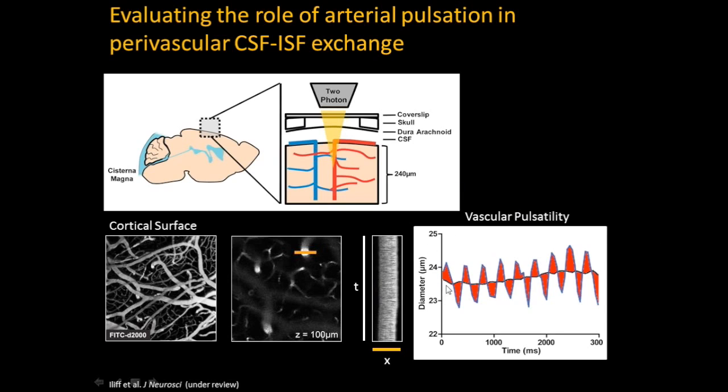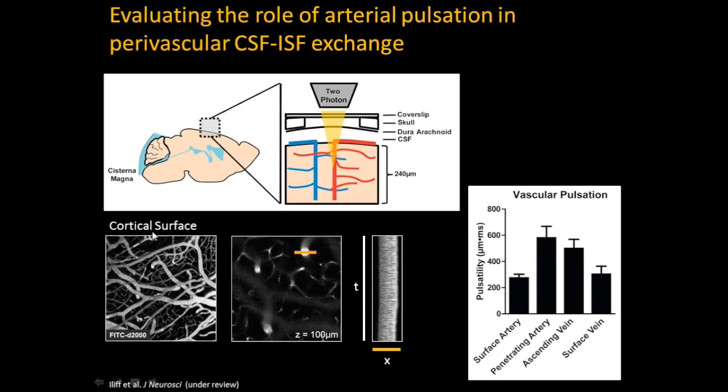When we think of pulsatility, we assume that whatever is the nature of this deflection, as the vessel gets larger and smaller in diameter, the larger that deflection, and the larger the change between dilated versus constricted state with the cardiac cycle, that is going to have an influence on how fluid is moving along it. When we measure pulsatility along the vascular tree, along surface arteries, penetrating arteries, ascending veins, and surface veins, we see fairly substantial differences between the different pieces of the vasculature. The surface arteries actually appear to have less pulsatility than the penetrating arteries, the ascending veins, and then the surface veins.